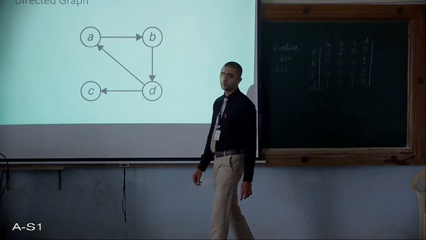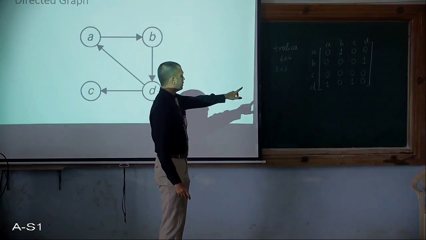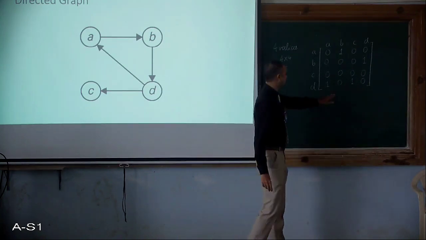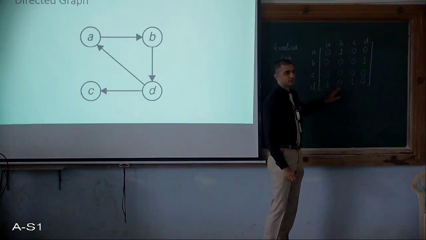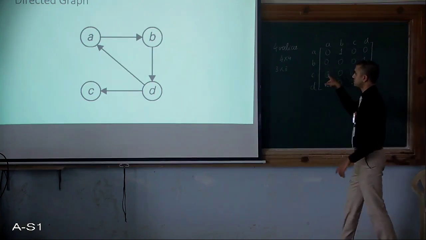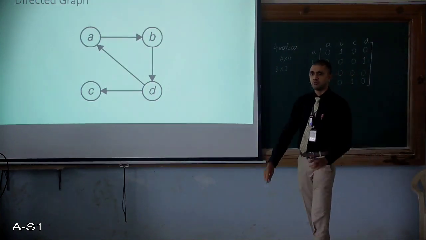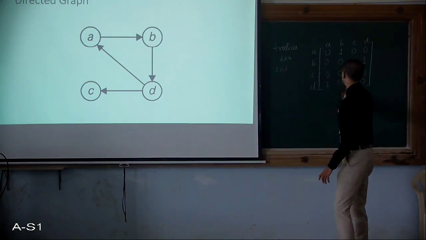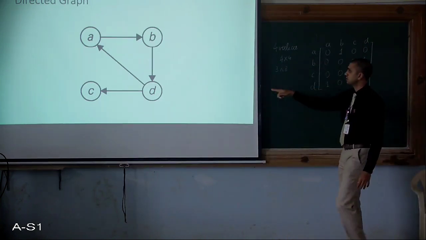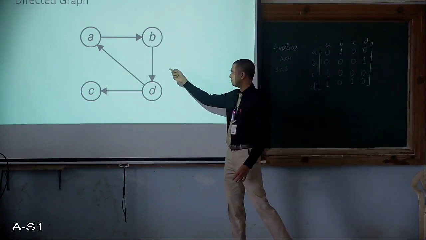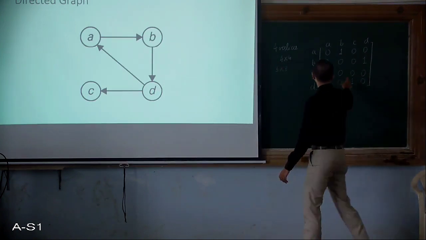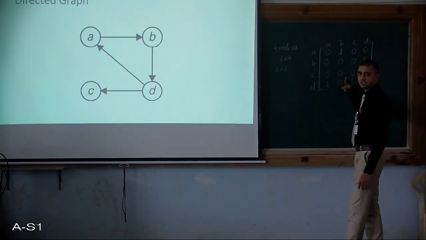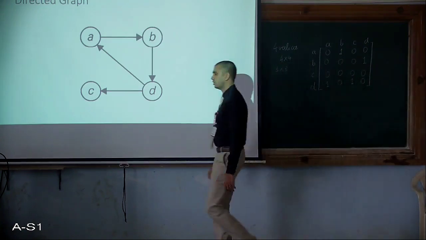So this is how you represent an adjacency matrix. These ones and zeros represent whether there is an edge from one vertex to another vertex. I hope this is clear. You can have any directed graph, and based on that directed graph, you can come up with this adjacency matrix.